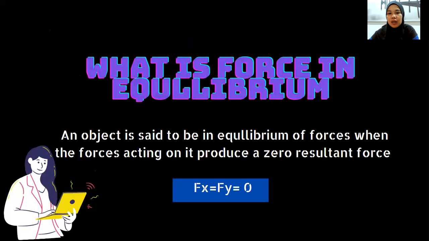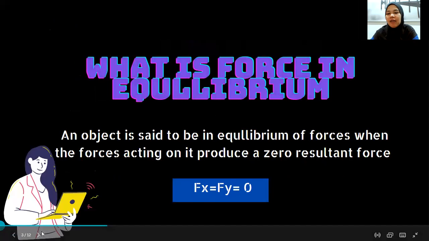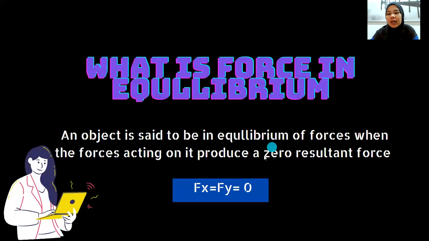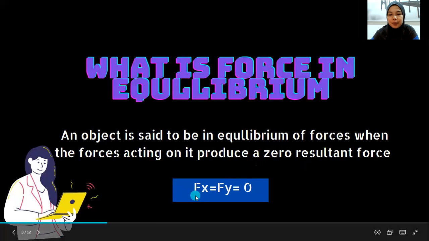Okay, what is force in equilibrium? An object is said to be in equilibrium of force when the forces acting on it produce a zero resultant force. It focuses on the resultant force being equal to zero. The normal resultant force may not be equal to zero. Here, Fx, the force in the x component, is equal to the force in the y component, and it's equal to zero. This topic is very interesting, because the resultant force in the y component and also the x component is equal to zero.